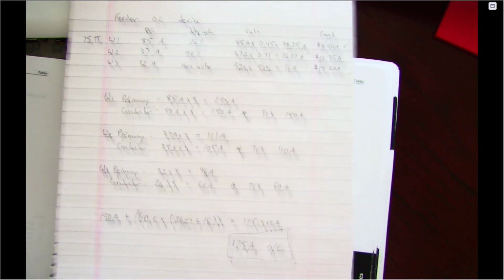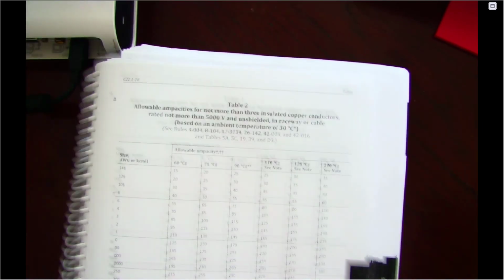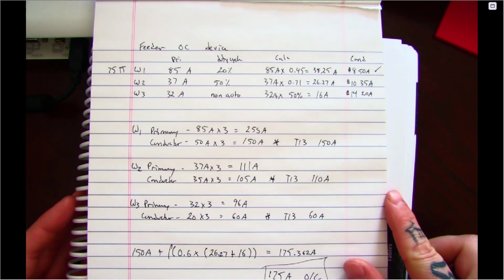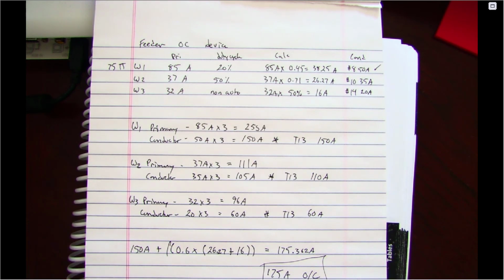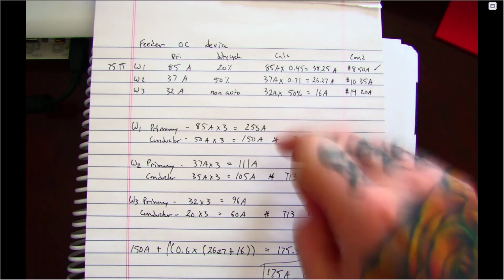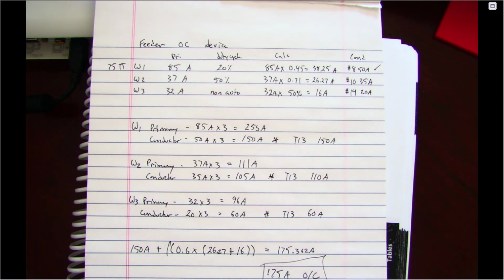So again, very similar to transformer arc. This is probably the longer, harder question you're going to do. This question basically had us do everything. We had to size conductors, we had to size overcurrents, and then we had to find the total. The only thing we didn't do is find the feeder, because we did that in the previous example for a different set of welders.